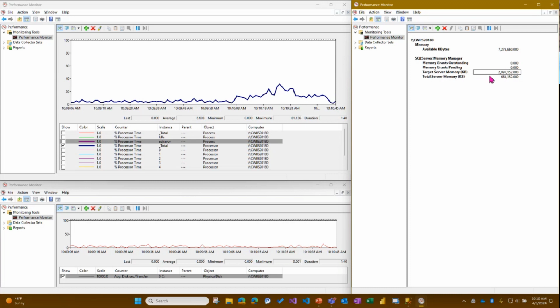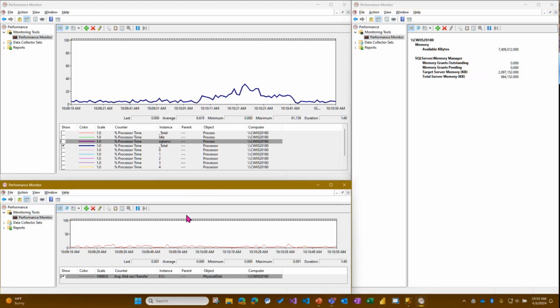Target server memory is still at 2 gigs. Total server memory has increased up to over 600 megs. Now the memory grants outstanding dropped down to 0 here, so we can assume then that our query finished running. But before we go check, we'll look at our disk latency numbers. Still very, very good. Even during that time, we've had a whole 1 millisecond of latency, so no disk concerns at all.